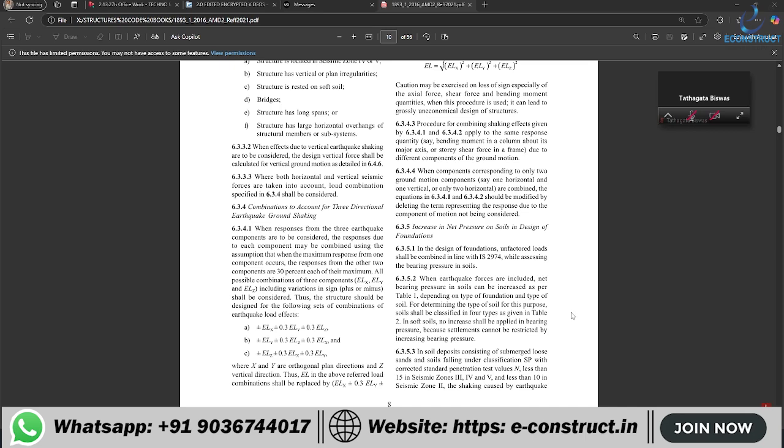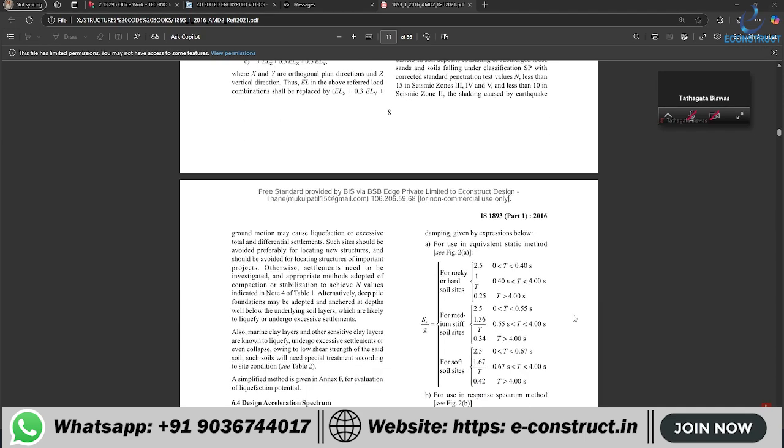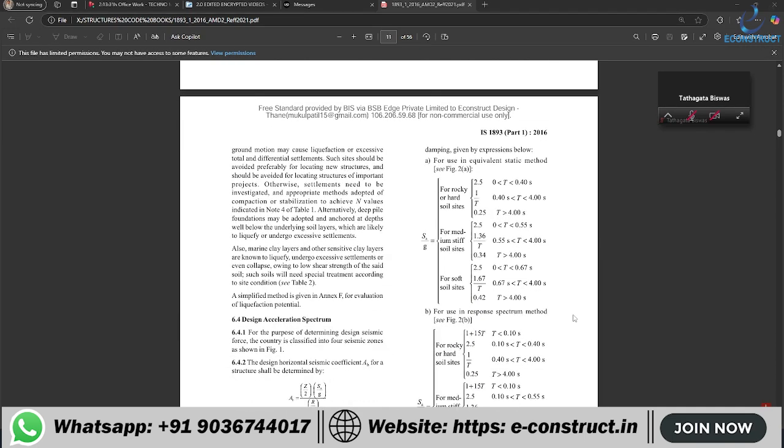The shaking caused by earthquake ground motion may cause liquefaction or excessive total and differential settlements. Such sites should preferably be avoided for locating new structures and should be avoided for locating structures of important projects.